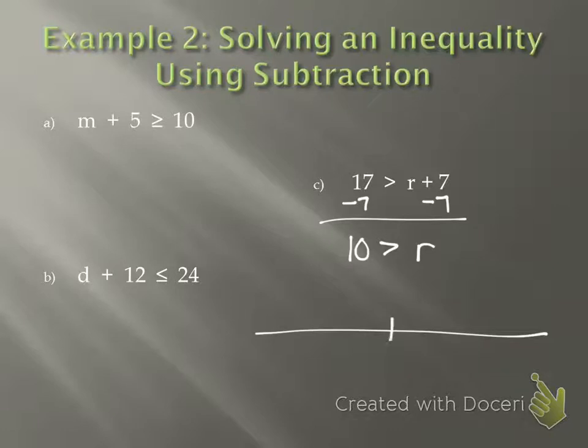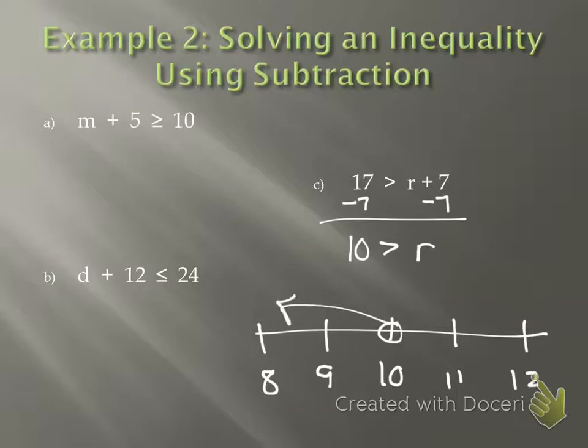So on my number line, 10 goes in the middle, 11 and 12, 9 and 8. Open or closed dot? Open. But notice, guys, this is very easily confused. If you read it 10 is greater than r, you might try to do your arrow to the right, but that's not true. Have to read your variable first. r is what? Less than 10, arrow goes left.